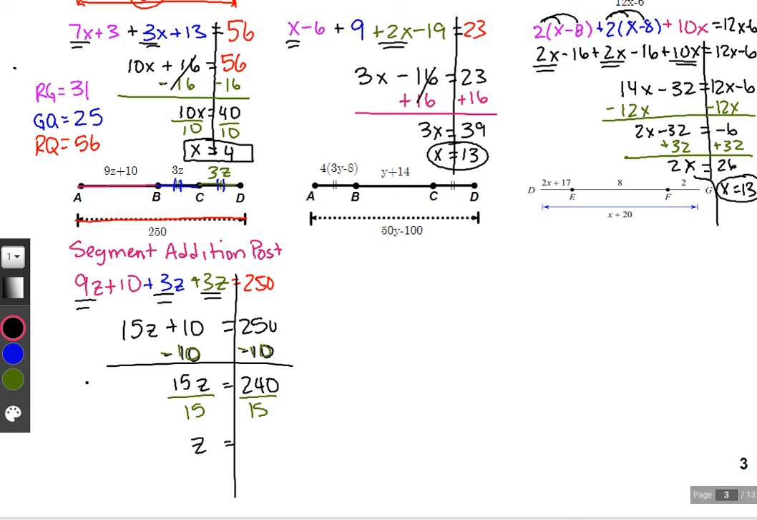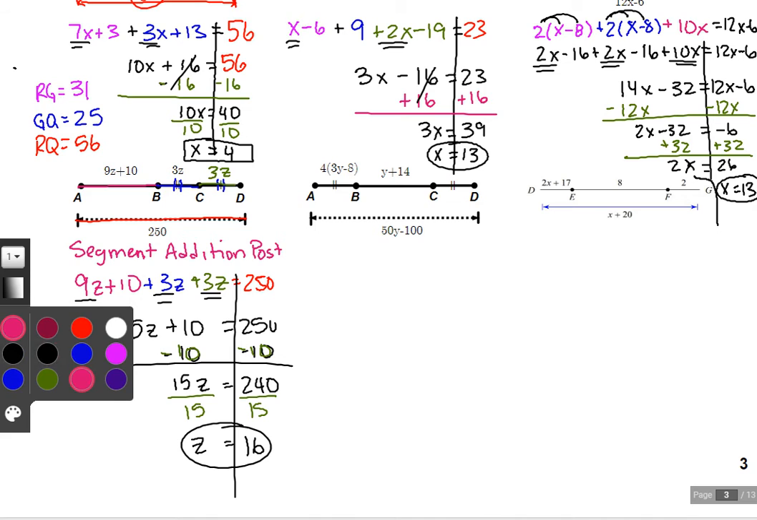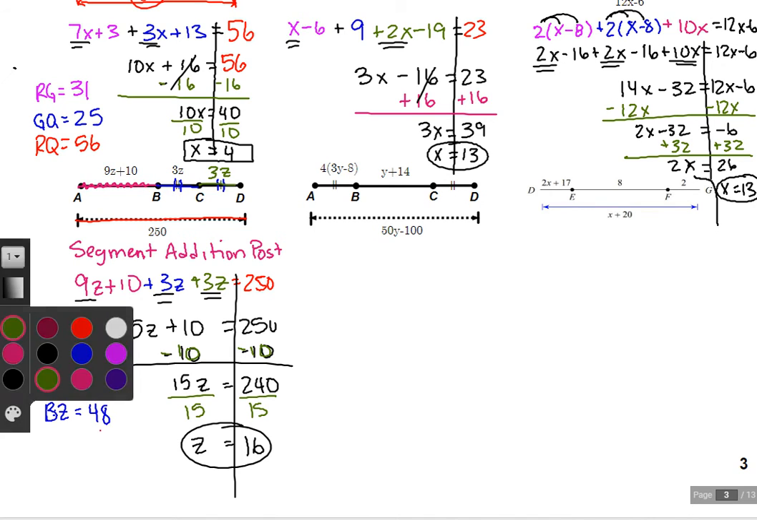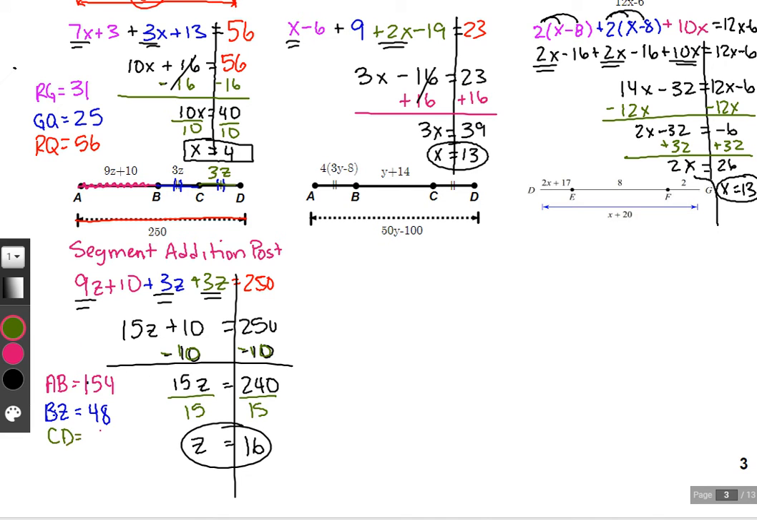Okay, and so going back to resubstitute, we have AB, our original chunk, which was 9z plus 10. That turns into 9 times 16 plus 10. Let's see if I can do this without error. That's going to be 154. Our blue segment, BZ, is 3z. That's 3 times 16, our z value, that's 48. Which also makes our green chunk, our final chunk CD, equal to 48. Now to check this, we just add it back. So we'll take 154 plus 48 plus 48, and look at that, it's 250.